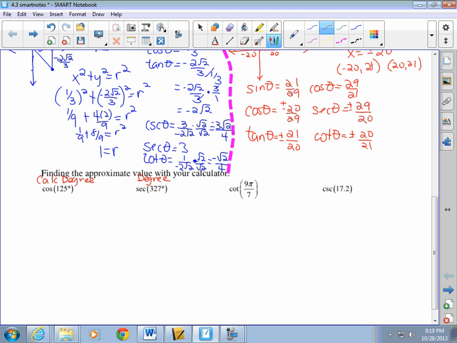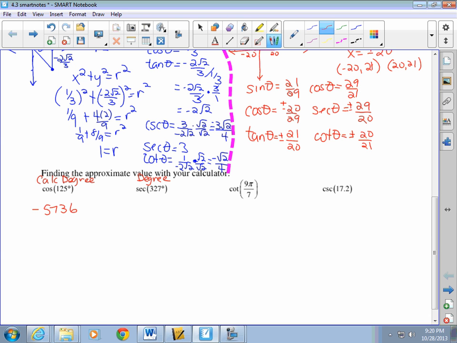So on your calculator, it's just a matter of punching in cos 125. Right, it was 125. So I get my answer. So it worked out to negative 0.5736. And whenever you're doing these, you need to make sure that you are always rounding it to 4 decimal places.